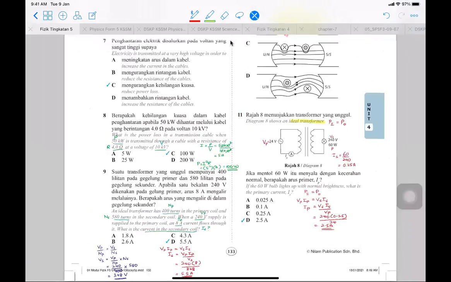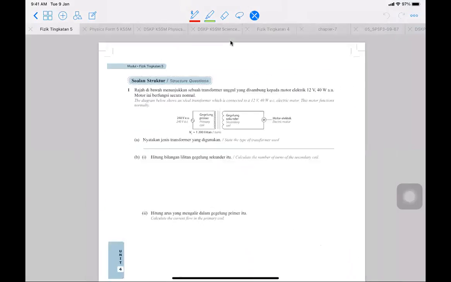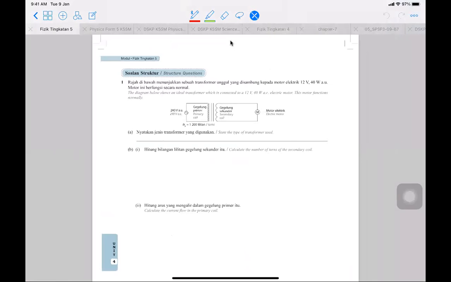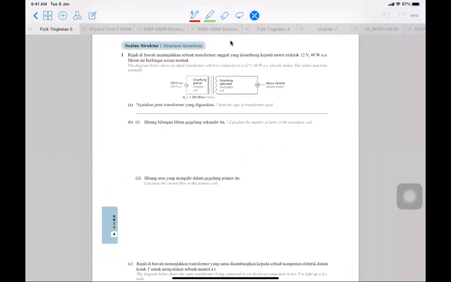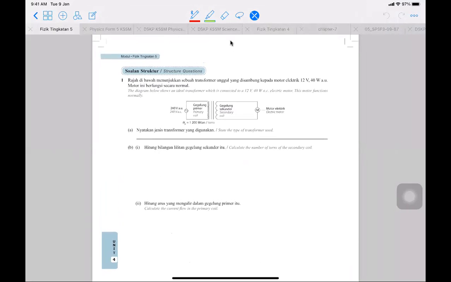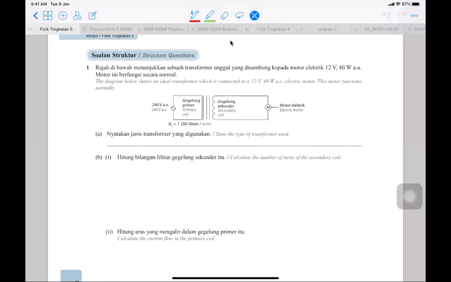Next question. Okay, so this one, later on we will try and discuss. I don't know if your book has the answer for this. Is there an answer in your workbook? Is there an answer given? In your workbook. Oh, no. Oh, no answer.